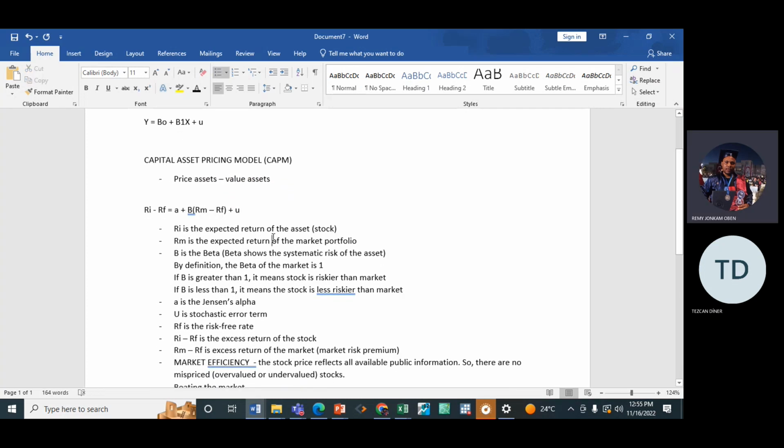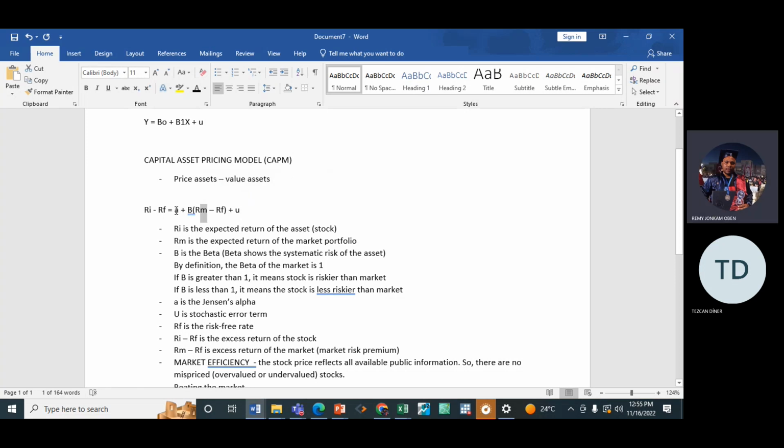So to run this regression, what do we need? We need the return of the market. We need the return of the stock. We need a risk-free rate of return, which we will get from the return on treasury bills. And if we have the return of stock, risk-free rate of return, and return of market, then we are done. We can run this regression.